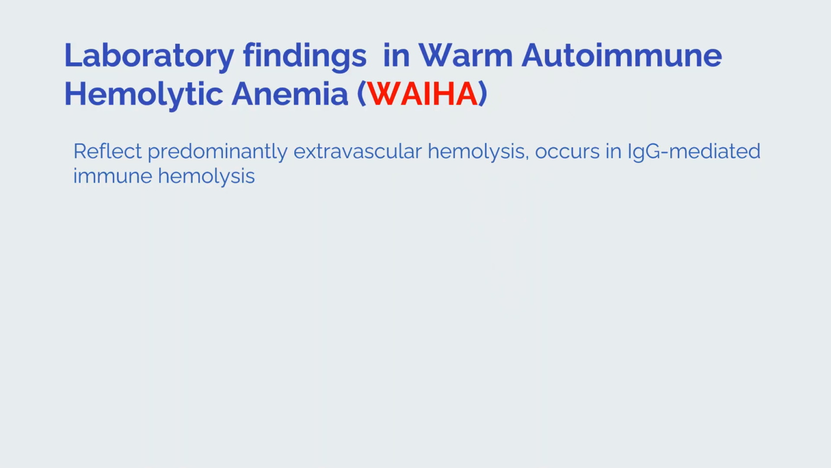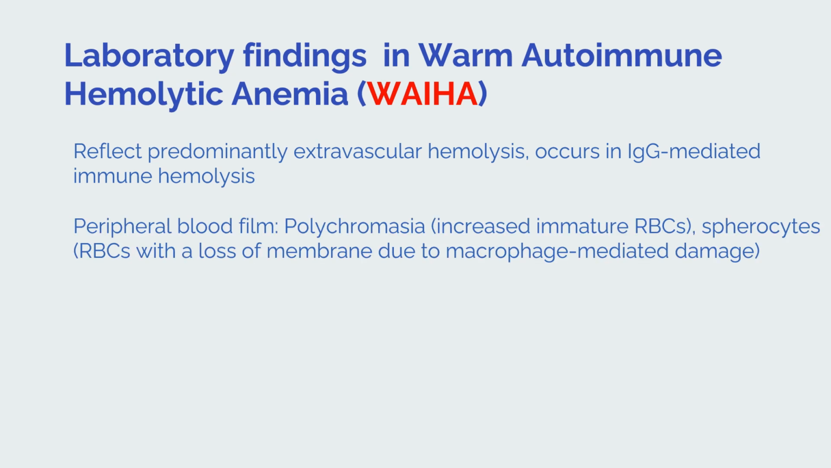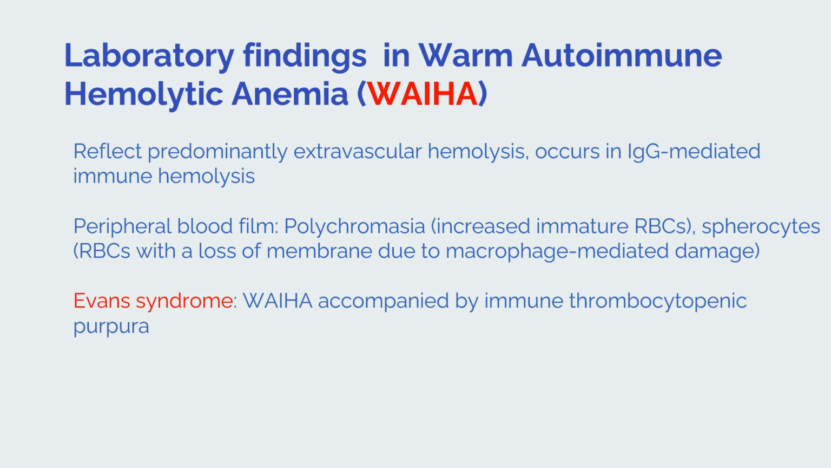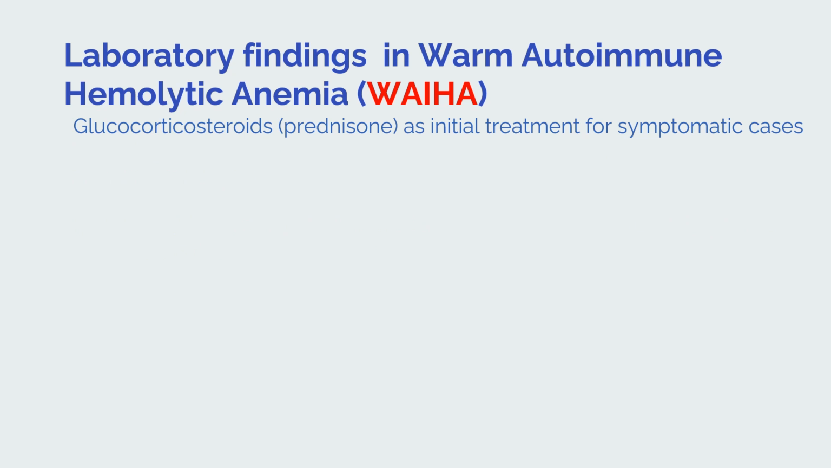Laboratory findings in WAIHA reflect the predominantly extravascular hemolysis that occurs in IgG-mediated immune hemolysis. The peripheral blood film typically shows polychromasia and spherocytes. In some cases, WAIHA may be accompanied by immune thrombocytopenic purpura, resulting in a decreased platelet count, a condition known as Evans syndrome. The initial treatment of choice for symptomatic but non-life-threatening WAIHA is glucocorticosteroids, such as prednisone.